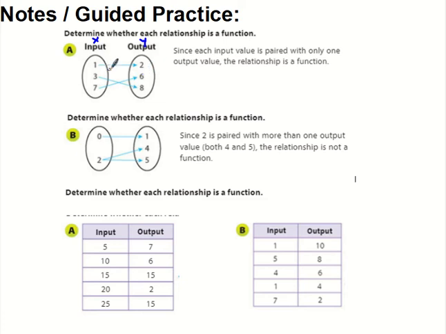That's okay. That's good. If I put in a 3 and out comes an 8, that's fine. If I put in a 7 and out comes a 6, that's good. So what happens is every time I put in a 3, out comes an 8. Every time I put in a 7, out comes a 6. So because of that, yes, this is a function.